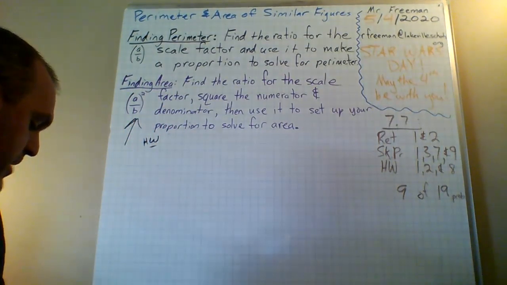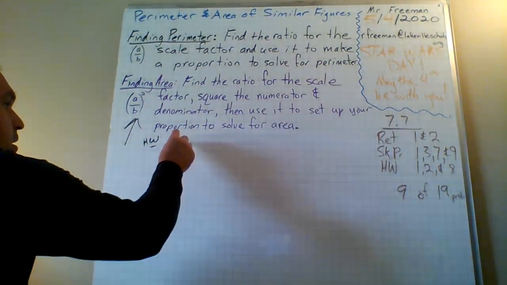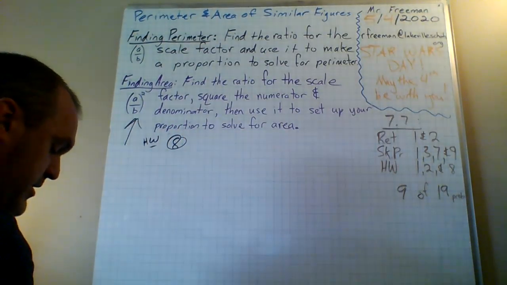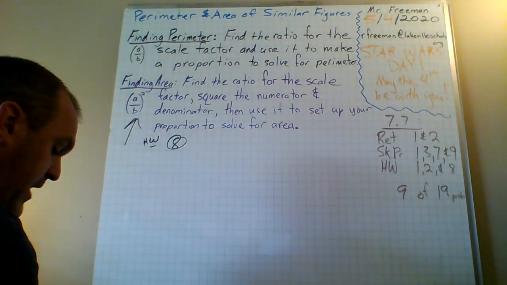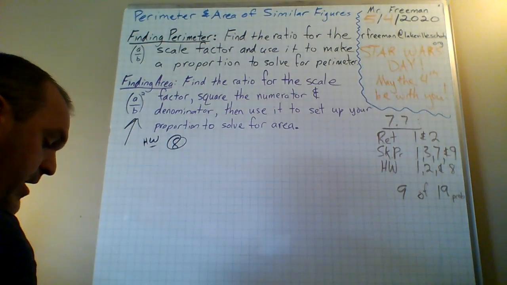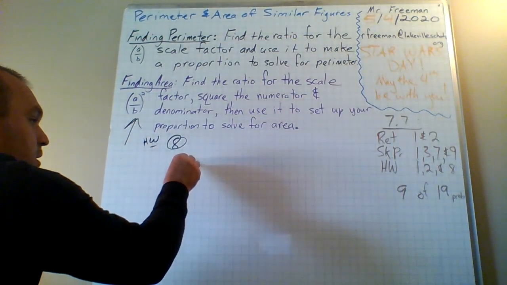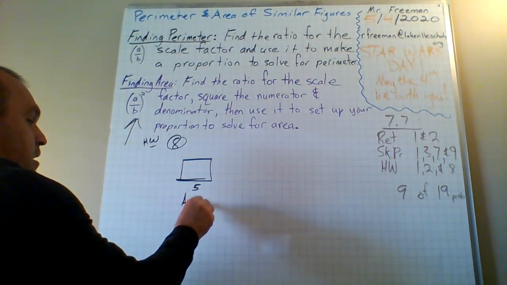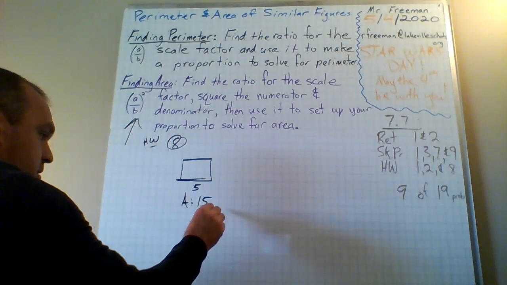So, on the homework page, number 8, last one. It's a very visual type problem, so we're going to draw pictures. It's a rectangular shaped flower garden. It has a length of 5 and an area of 15. So this rectangle has a length of 5 and an area of 15, and that's in square yards.